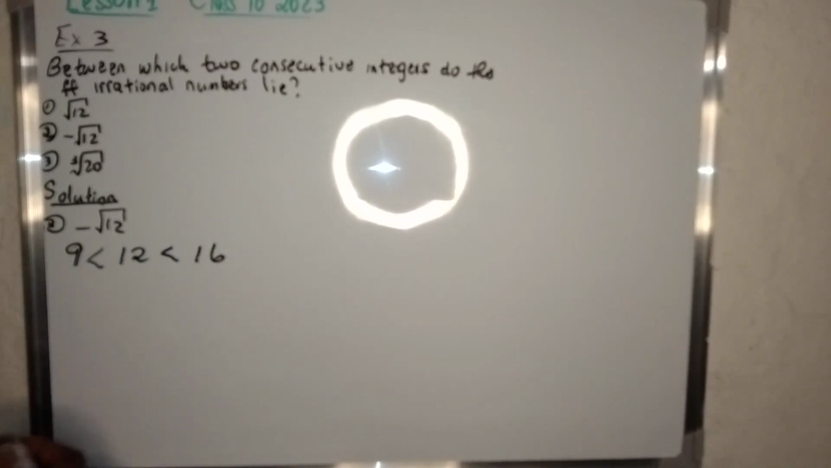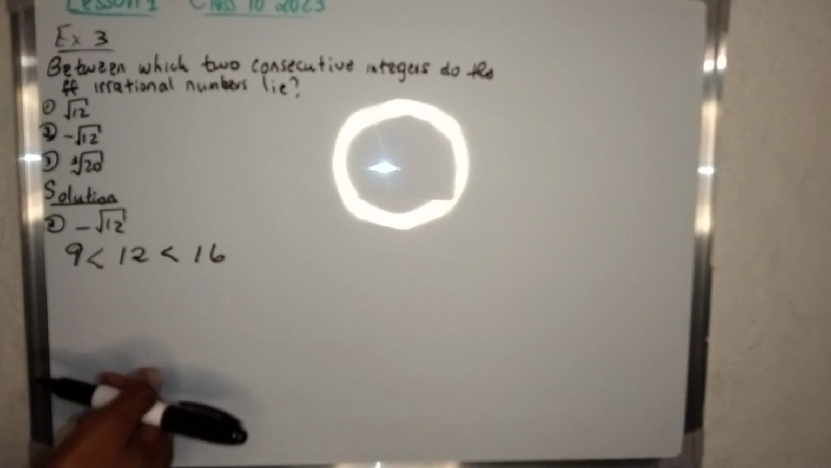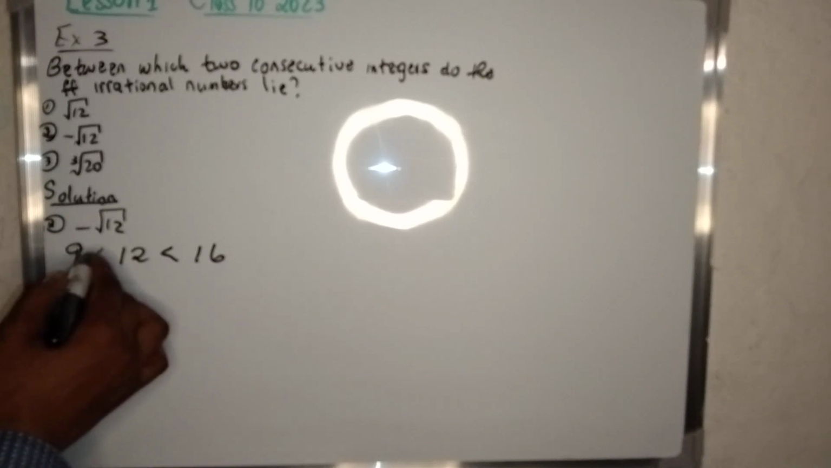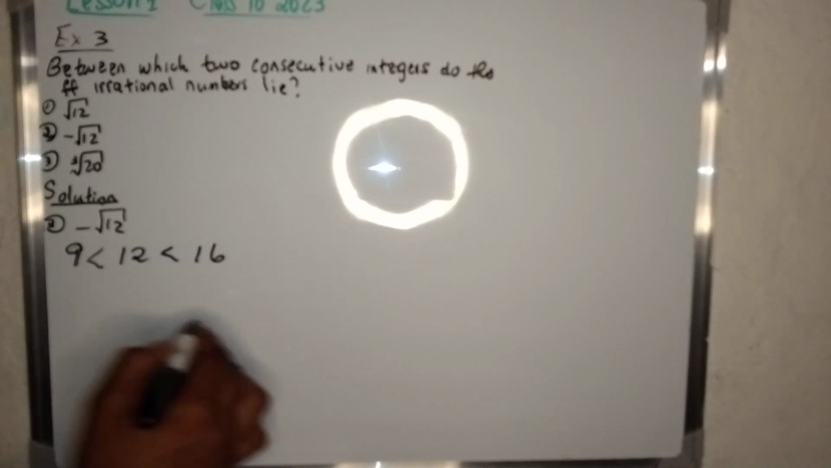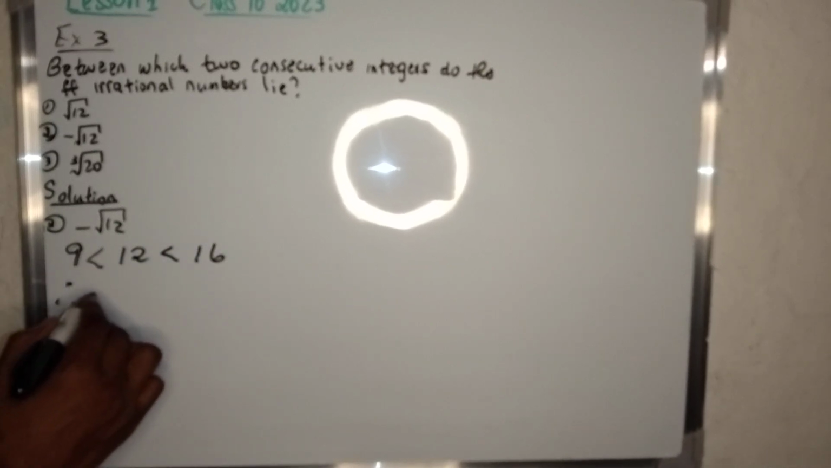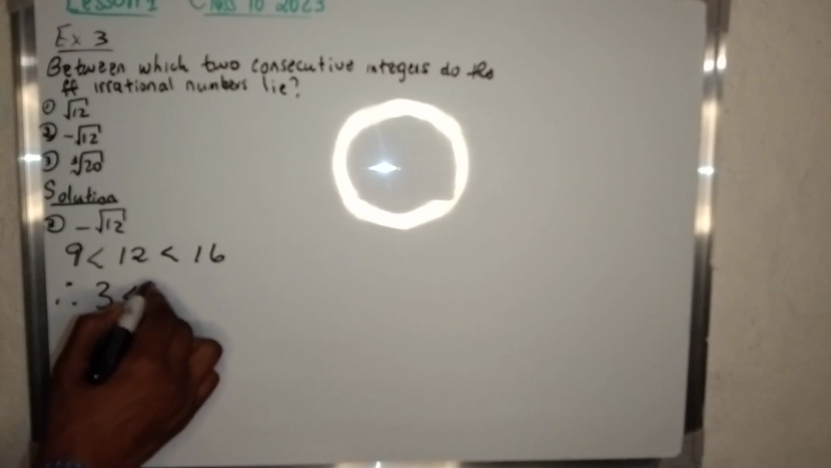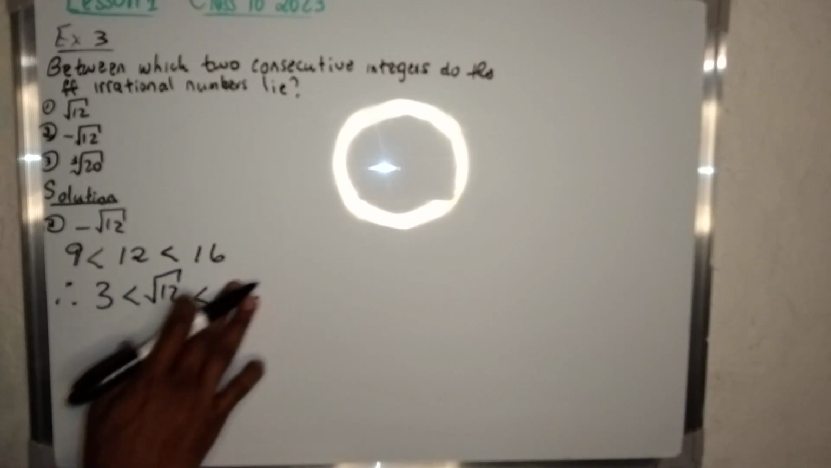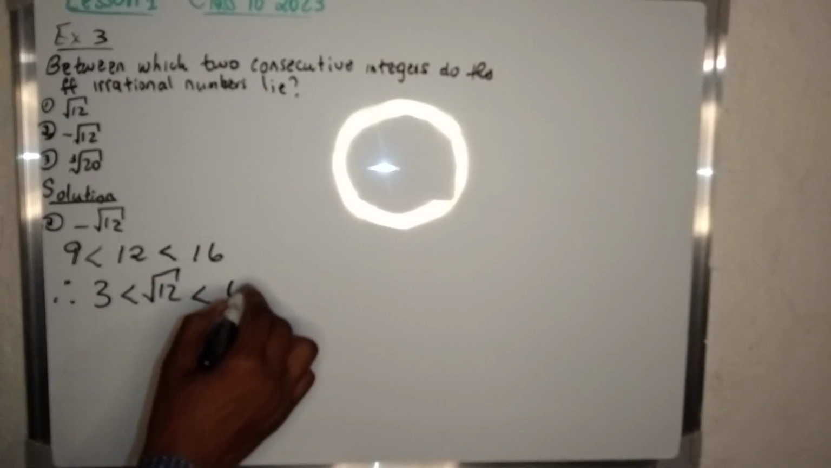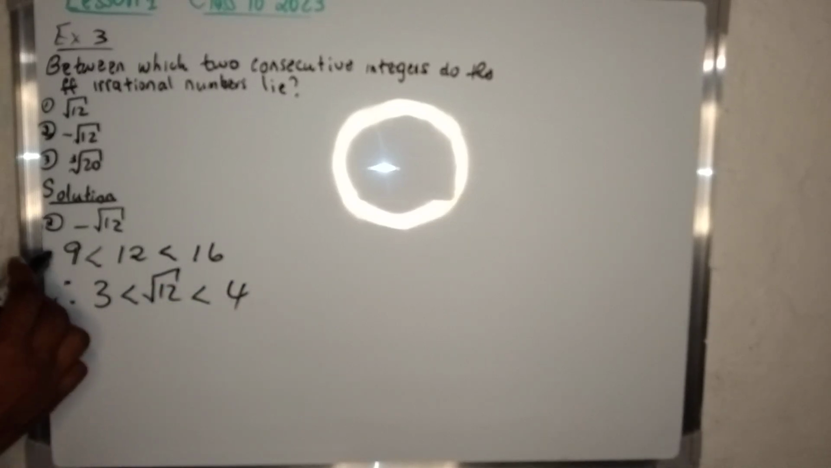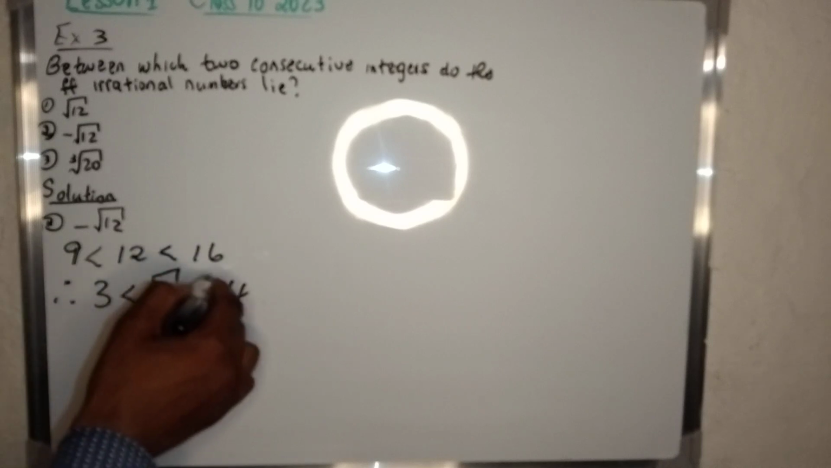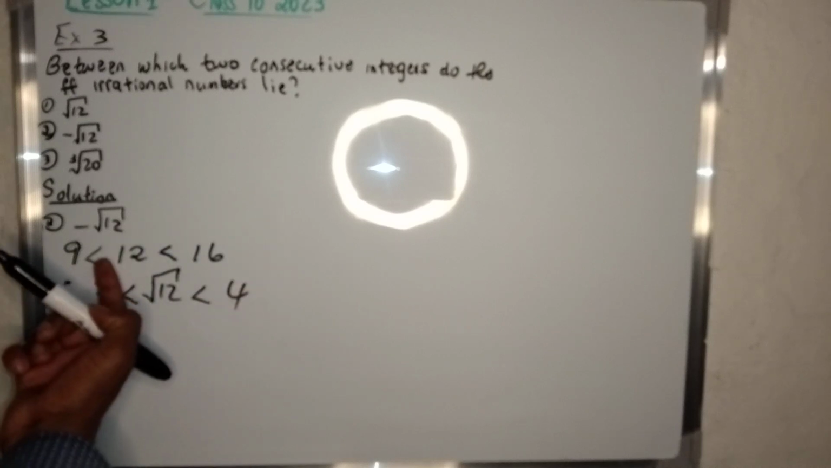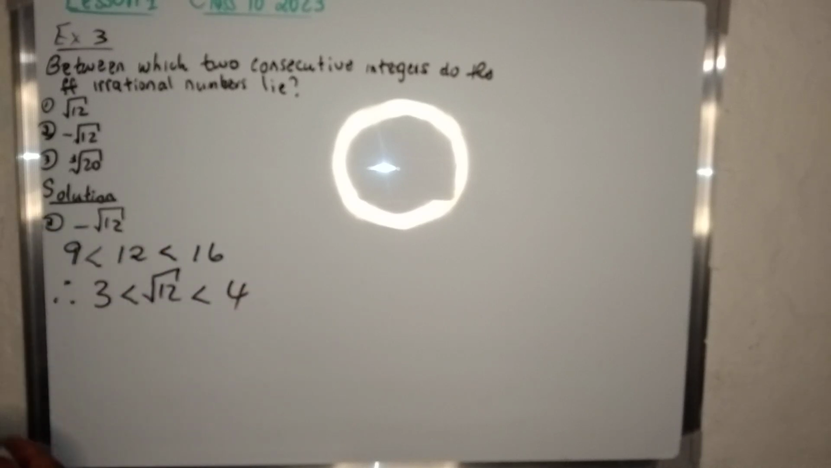So this is what we have here. And then we continue by saying, we know that if I take the square root on both sides, then I'm going to have 3 less than the square root of 12 and less than 4. The square root of 9 is 3, the square root of 16 is 4, and the square root of 12 is just root 12.